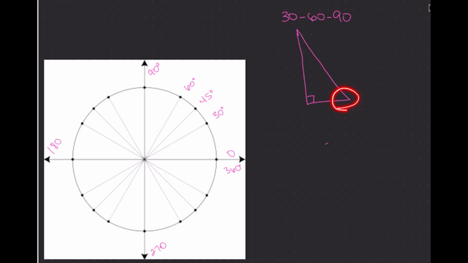This one down here, 60. Yeah, that one's going to be our 60. You can kind of look at it and it looks like a bigger angle, but we know the hypotenuse is always going to be the longest one, right? Because that 90 degrees is the biggest.